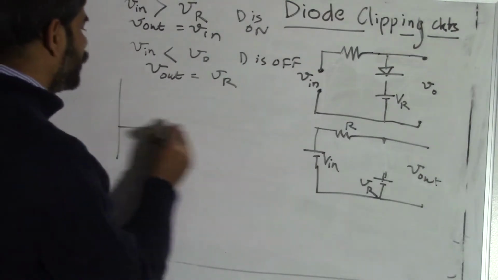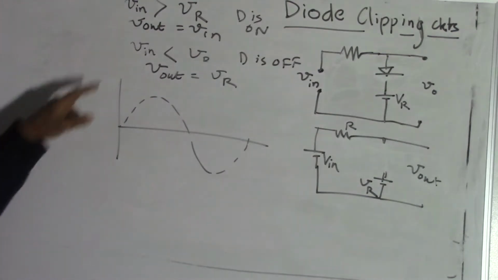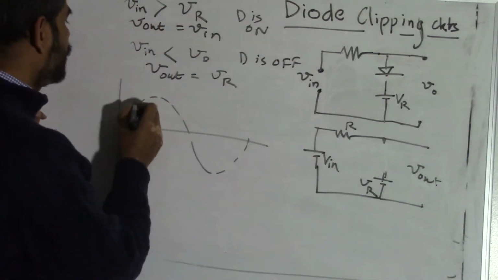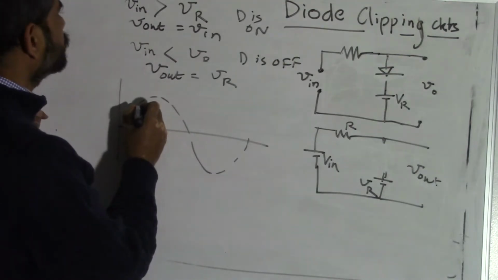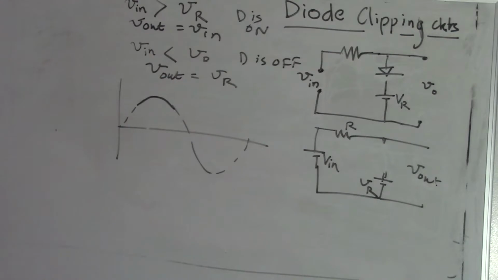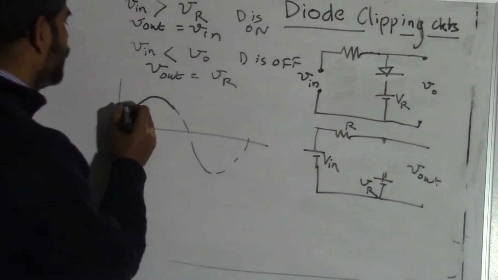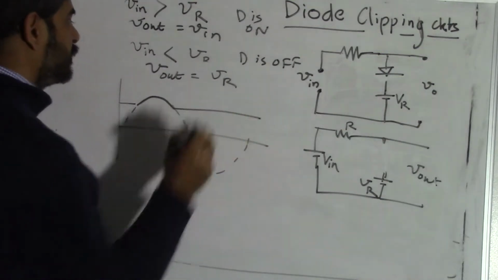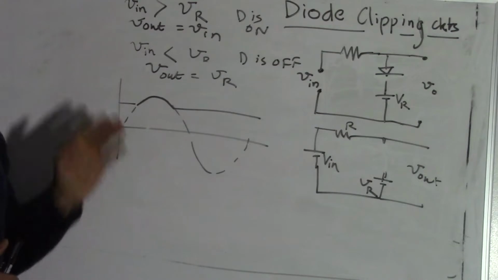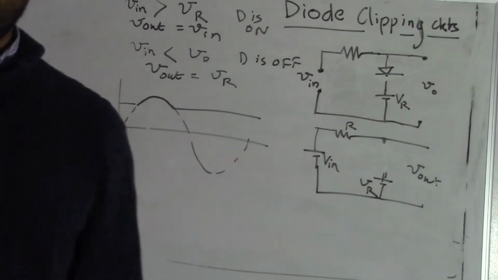And if you try to plot this graph, when V in is greater than VR, V out is V in. We have this curve. And when V in is less than VR, this curve. So this is how simple diode clipping circuits look.